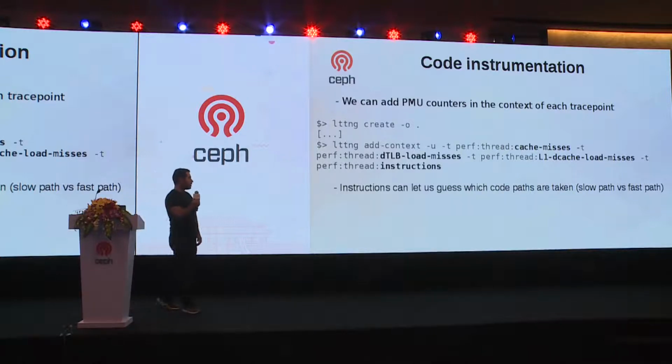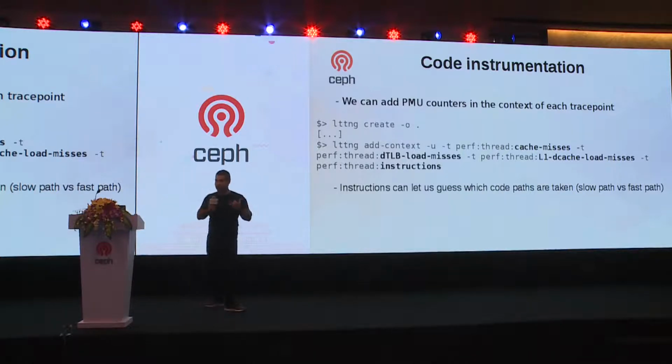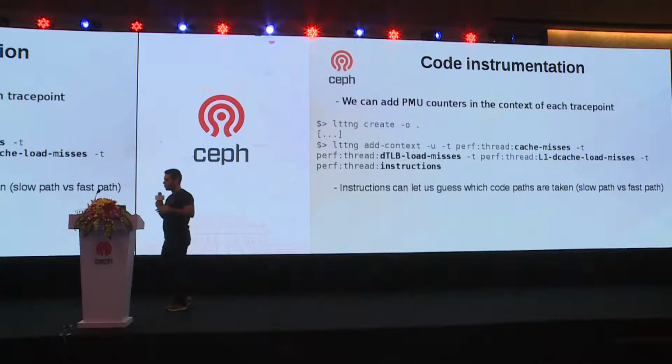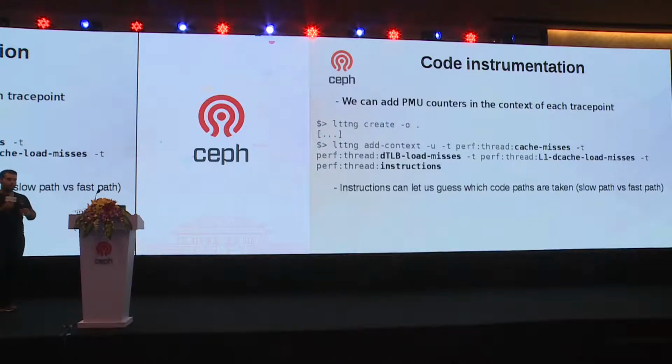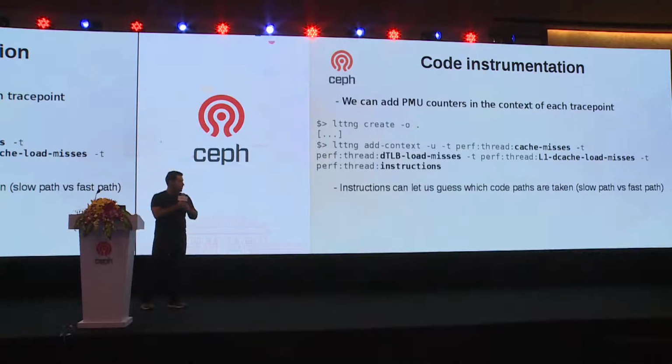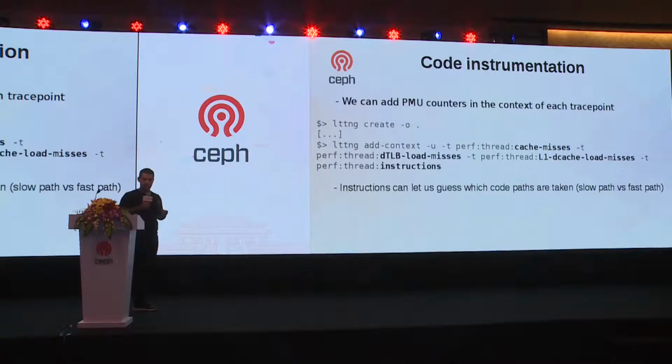The cool thing about LTTng is that it allows you to add context to a trace point. So every time you have an event that is recorded at runtime, you can let that event or that trace point hold extra information about the context of your system. Here in this analysis, I have added cache misses, L1 data cache load misses, TLB misses.